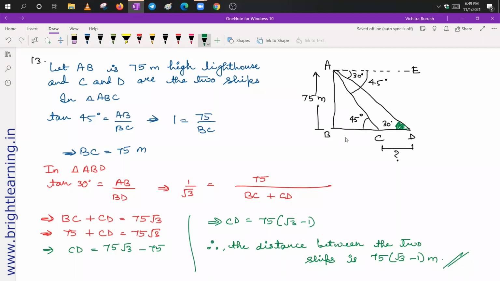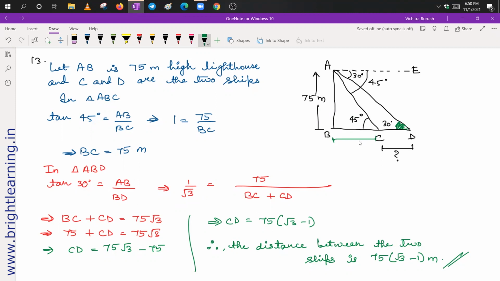Now next, first we found the value of this BC. Considering triangle ABC, tan 45 degrees is equal to AB upon BC. We know the value of AB. We also know that tan 45 degrees is 1. So from here we got the value of BC, which is 75. Next, we have taken this whole triangle, so from here tan 30 degrees is equal to AB upon BD. Tan 30 degrees is 1 upon root 3, and AB we already know is 75 meters.